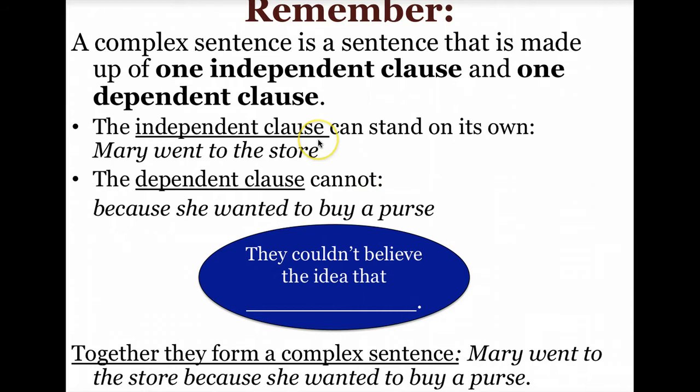It needs this independent clause to go with it. And when I put them together, it forms a complex sentence. Mary went to the store because she wanted to buy a purse. Make sense? Let's go on.